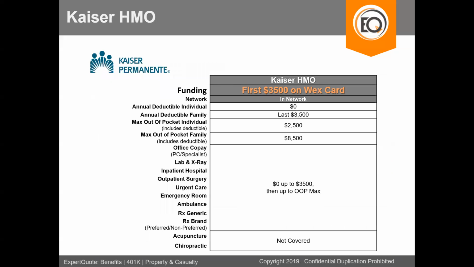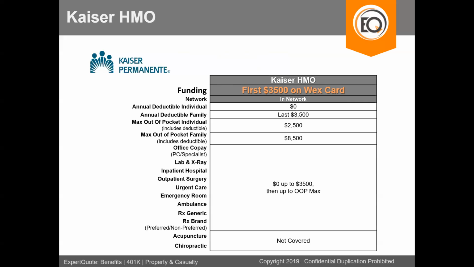Your Kaiser plan design has not changed. Your funding on your WEX card has not changed. So you're still going to get $3,500 on your card, okay? You have a member responsibility on the back end of $2,500 or $8,500 if you are a family. That is after you exhaust your WEX card. So you're going to go to the doctor, you're going to pay for all of your services at Kaiser with your WEX card until that money is gone.